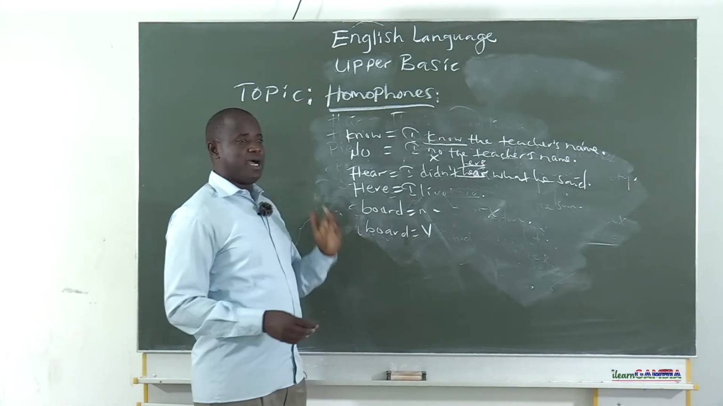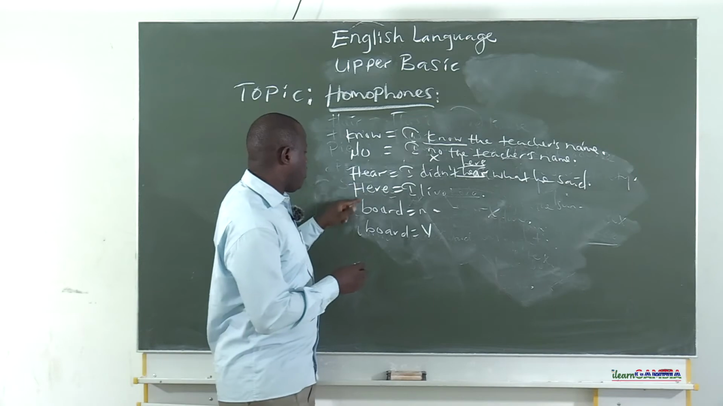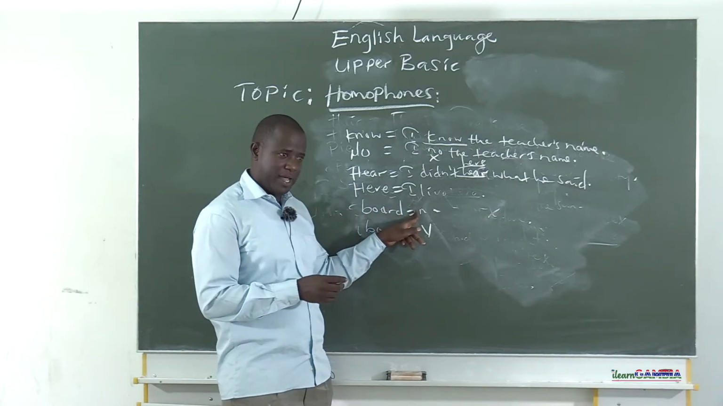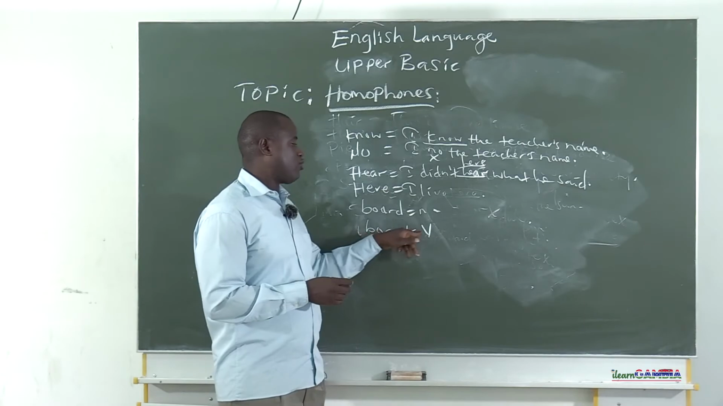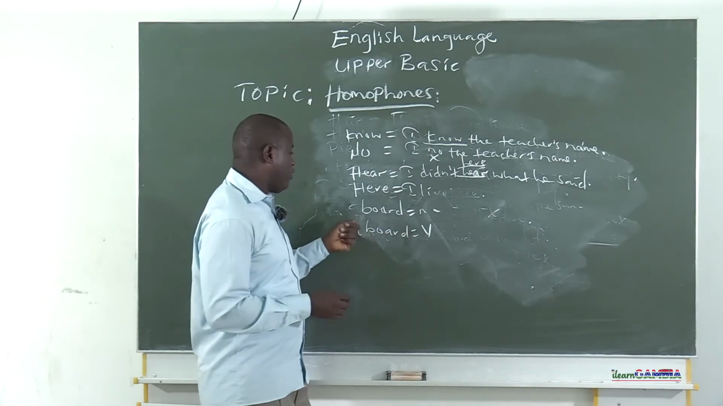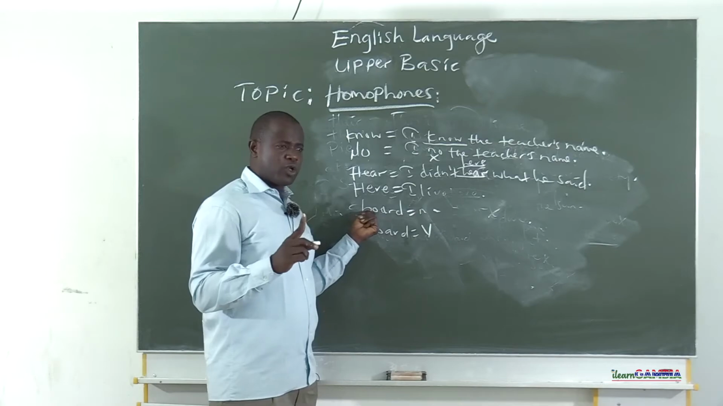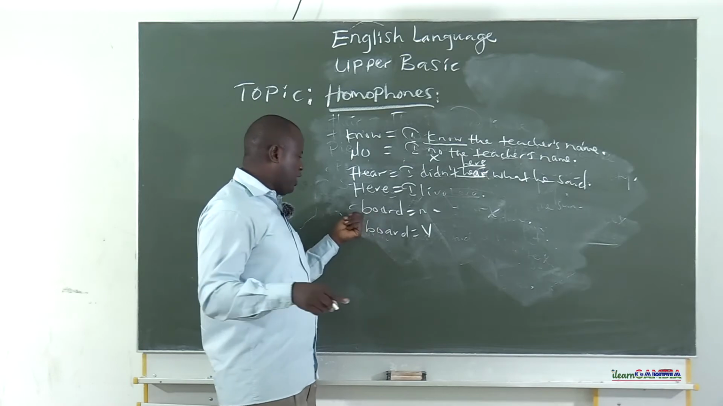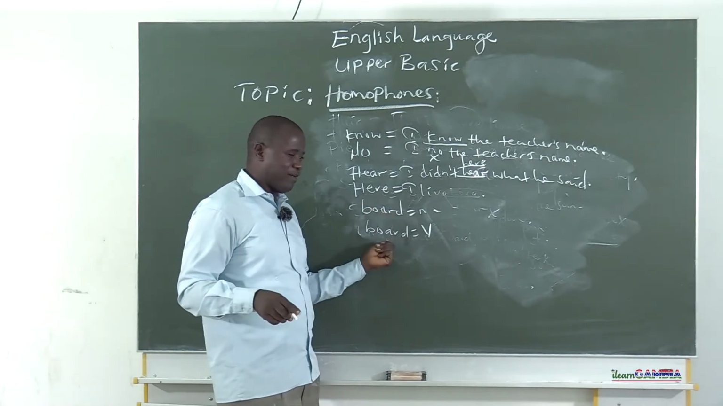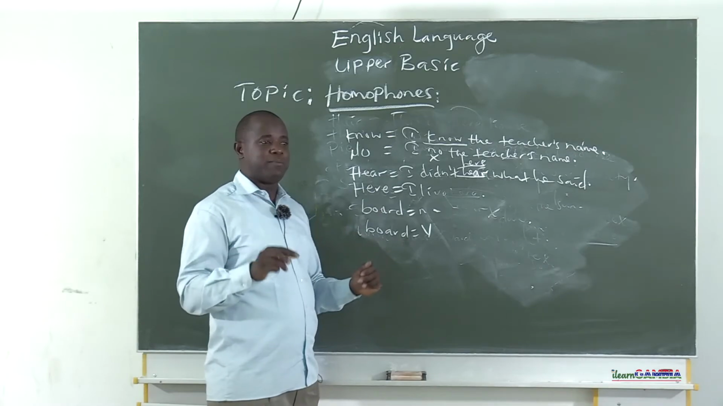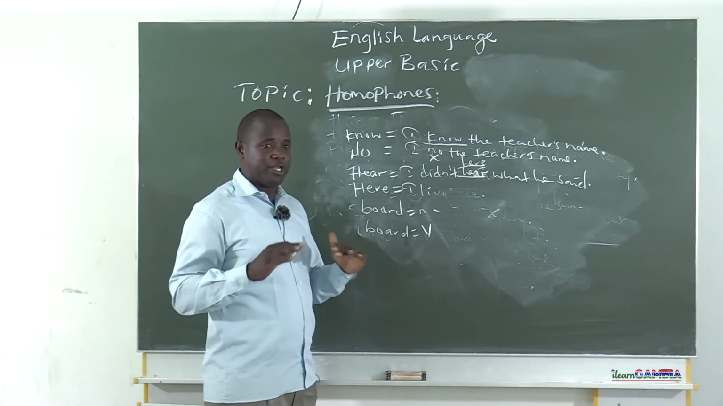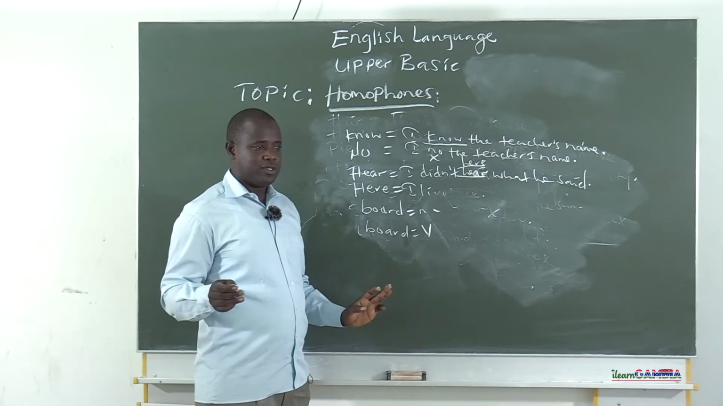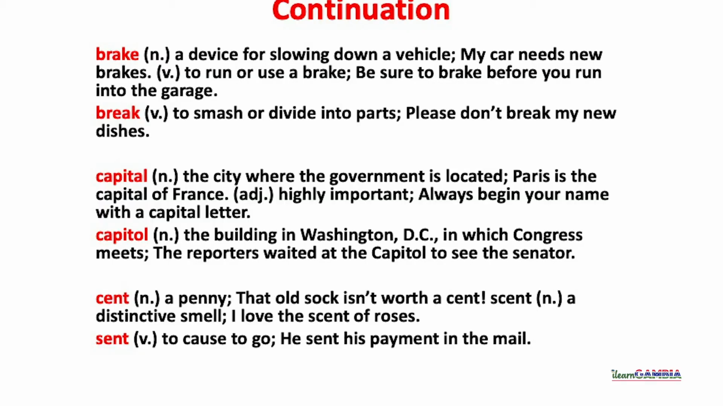So you can see these two words, B-O-A-R-D, could be a noun. B-O-A-R-D could also be a verb. Therefore, one word could be a noun, at the same time could be a verb. So how do you know that this word is a noun and this word is a verb? That can only be known if you use them contextually. But if you don't use them contextually, you might not know. Is that good? So we move on to the next one. Good. We have this one, brake and break.